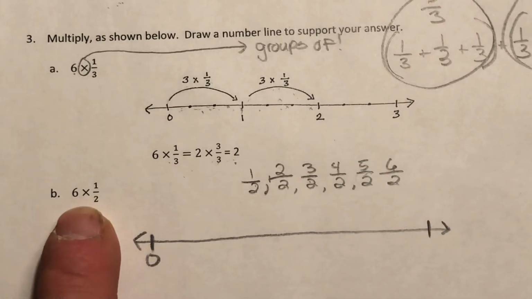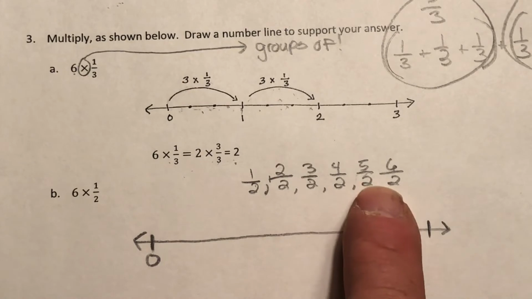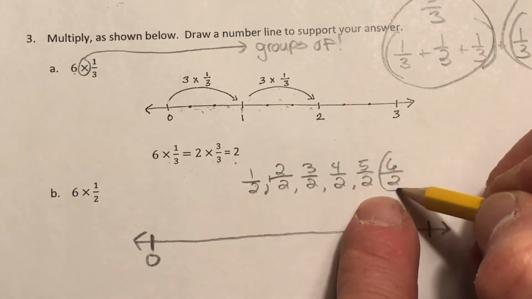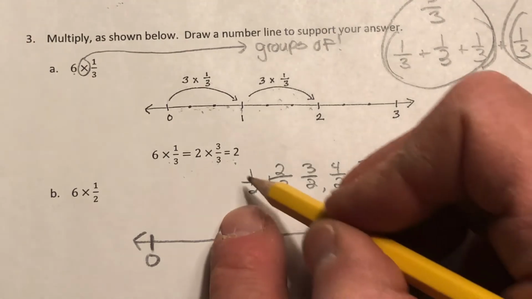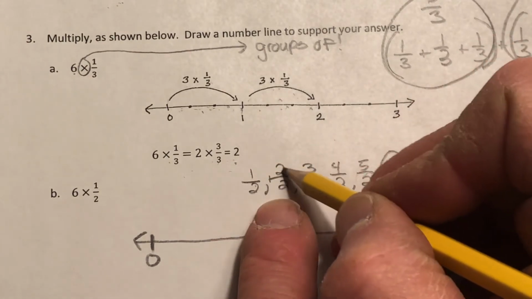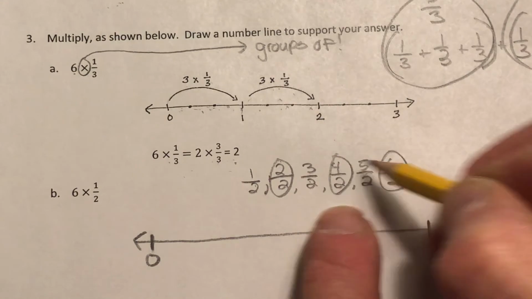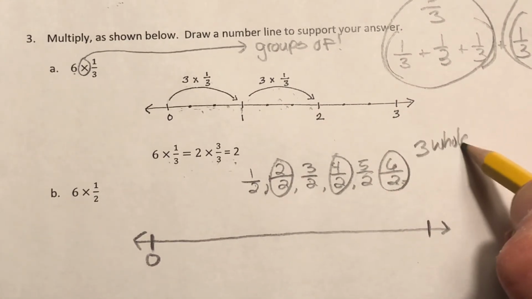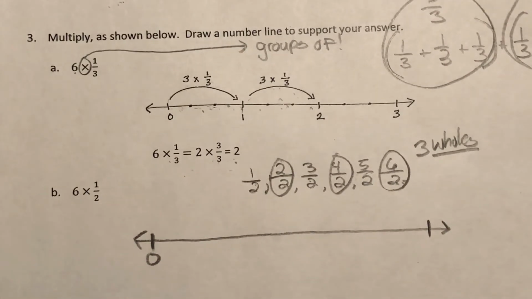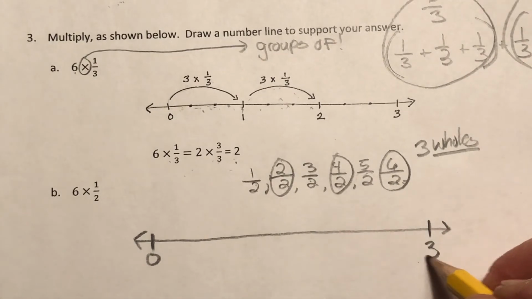See how I counted by halves 6 times? That gave me how much? Here's my whole number. All right? What's that whole number? So this here would be 1, 2, 3. That's equal to 3 wholes. Okay? So my top number is going to be 3.